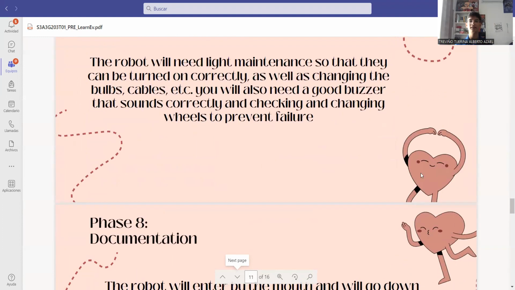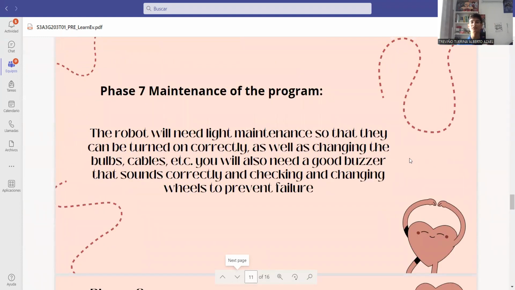And phase seven is the maintenance of the program, in which the robot will need light maintenance so that it can be turned on correctly, as well as changing the bulbs, cables, etc. You will also need a good booster that works correctly, and checking and changing parts to prevent failure. The maintenance of the robot is needed in this case because if the robot oxidizes or something like this, the robot will fail or cause a disease in the person.